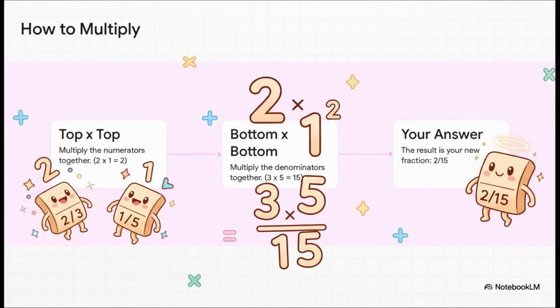Look how simple this is. To multiply, you just multiply the top numbers, the numerators, straight across. So here, 2 times 1 is 2. Then you multiply the bottom numbers, the denominators, straight across. 3 times 5 is 15. And that's it. You're done. 2 over 15. Easy, right?